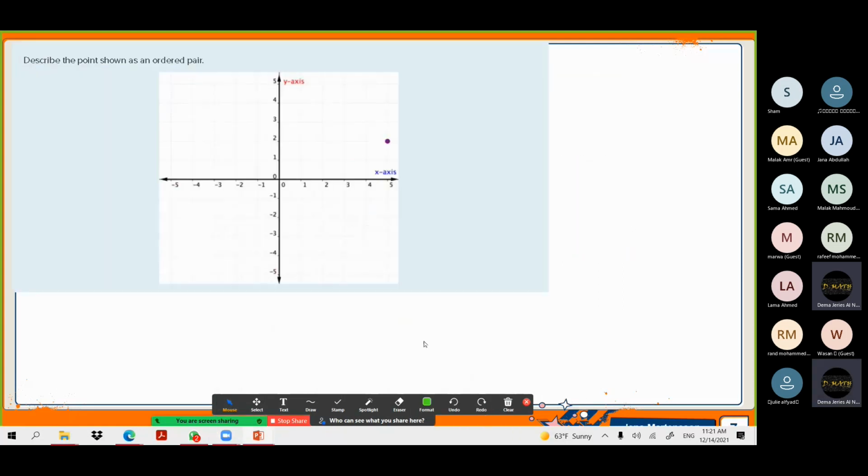Now look at this one here. I want you now to describe the point shown as an ordered pair. Here we have a point located here, and I want you to tell me what is the ordered pair of this point. How can I know?